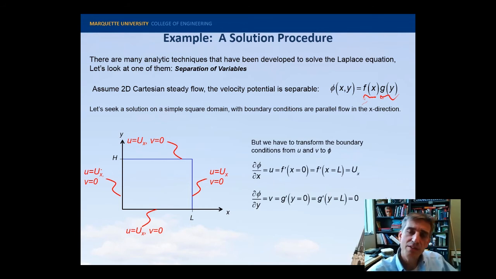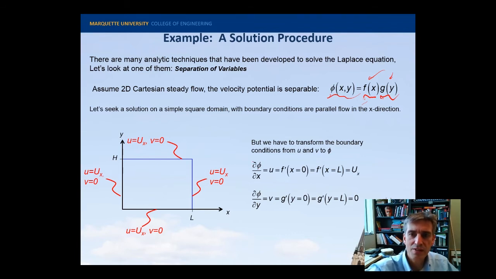Now, if we're going to do separation of variables, I've specified the boundary conditions in kind of the scalar components u and v, but what we really need is them in terms of the potential function, and more specifically, we need them in terms of f and g. So we have to transform the boundary conditions from u and v to phi. And how we do that is we take the derivatives of phi using the definitions of how we connect them to the scalar variables u and v.